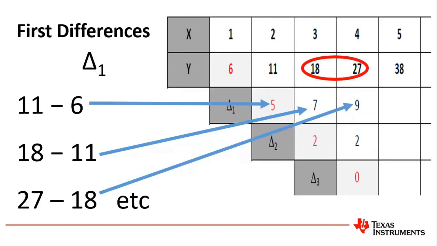line. If you choose to plot them just on a piece of graph paper or using Nspire if you wanted to, you would see that they do not line up in a straight line.